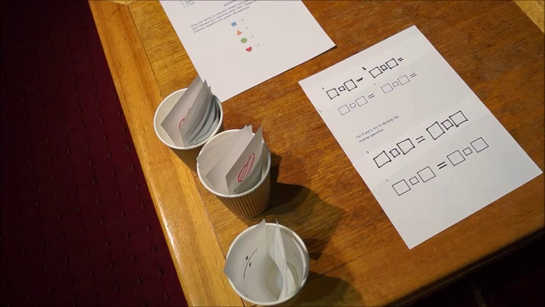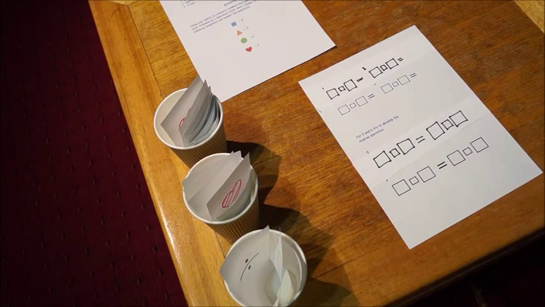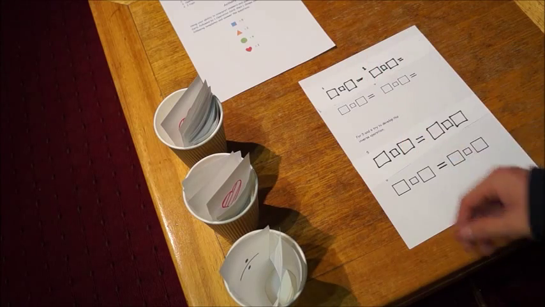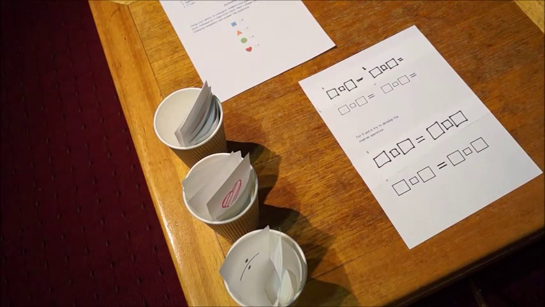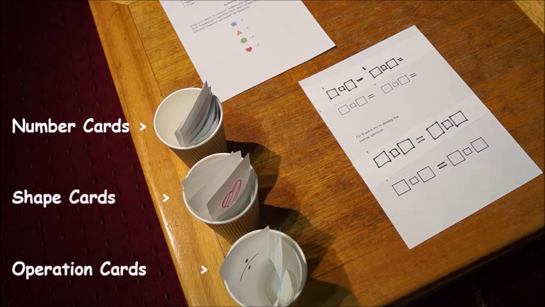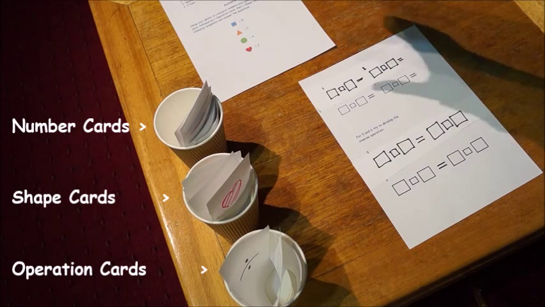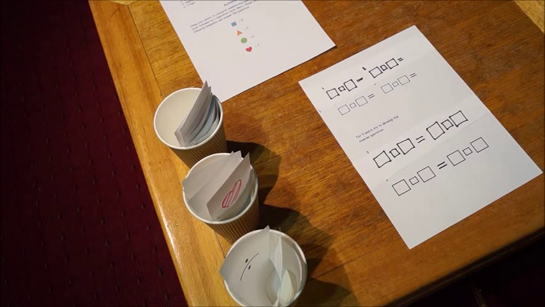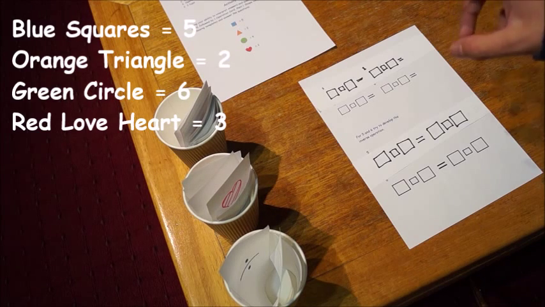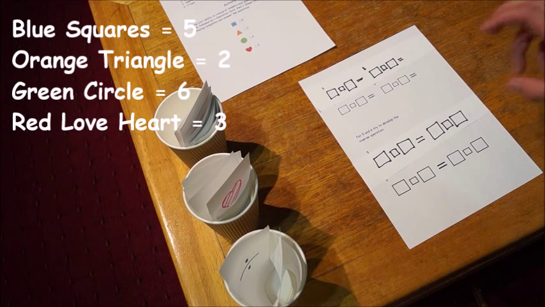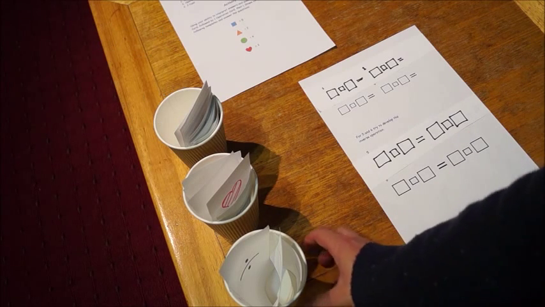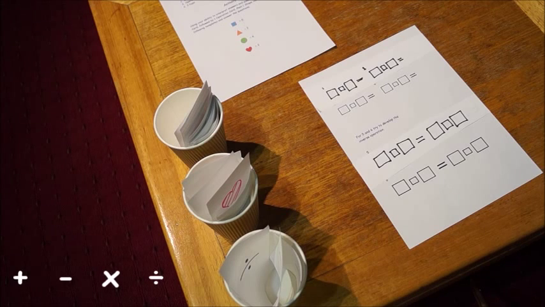So in this activity, I have 3 cups. Each cup contains a different set of cards. So this top cup contains number cards, 1 to 9. The second cup contains images: a square, a triangle, a circle and a love heart. According to this sheet up here, a square is equal to 5, a triangle is equal to the number 2, a circle is equal to the number 6, and a love heart is equal to the number 3. Now in this final cup down here, that is where students pick their operation.